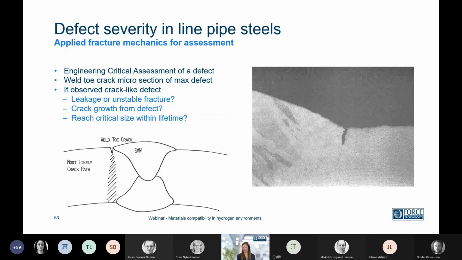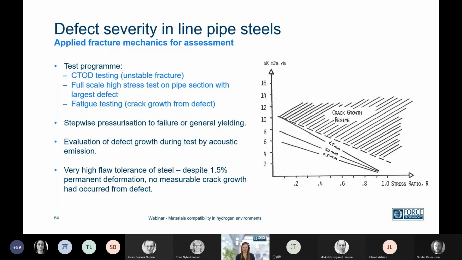And will it, well, if not, then is it going to reach a critical size within the lifetime? Because you can allow cracks to a certain level, but if they get big enough, they will start to grow, for example, like a fatigue crack. So CTOD testing, crack tip opening displacement, for the fractures to assess the unstable fracture aspect was performed.